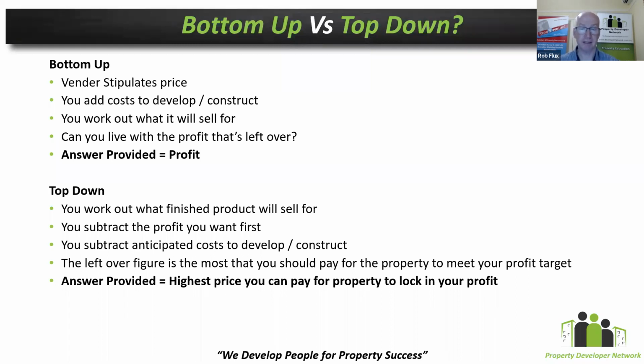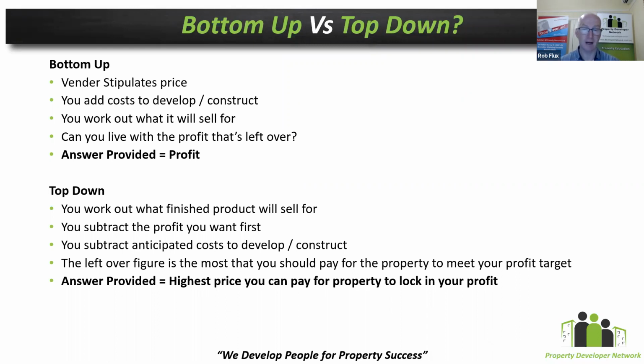Then you subtract the anticipated cost to develop and/or construct. And then anything that's left over is the most that you should pay in order to purchase the property if you want to meet your profit target. So in this instance, the answer provided tends to be, what is the price point that I should be buying the property for? Very different approach. The inputs are very, very similar, but it really comes down to, one, can I live with the profit? And the other way is, how can I lock in my profit?